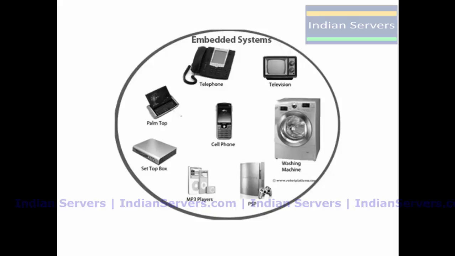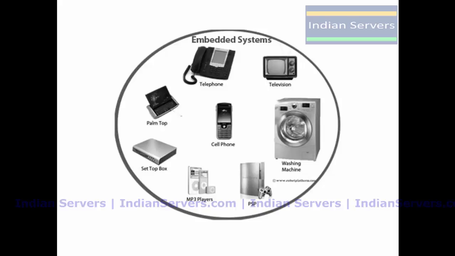Here are some of the examples of embedded systems. You can see a television. It is one type of embedded system where it contains a processor or a controller which is going to take signals from the remote and it is going to change the channel. So it is doing one task, that is it is monitoring the signals from the remote and also trying to change the channel or increase or decrease the volume.